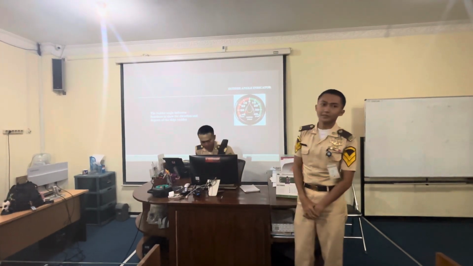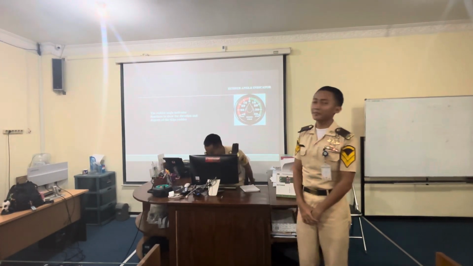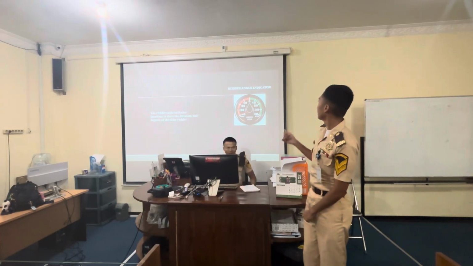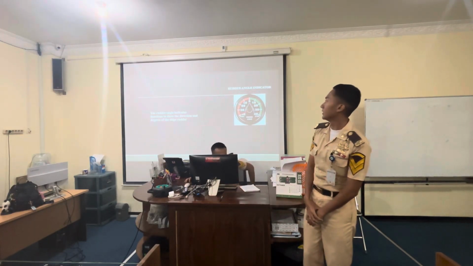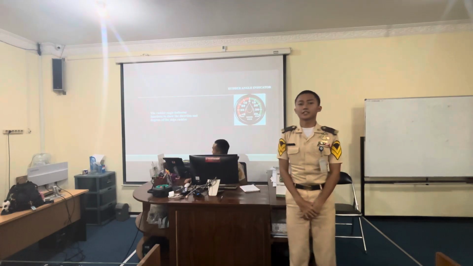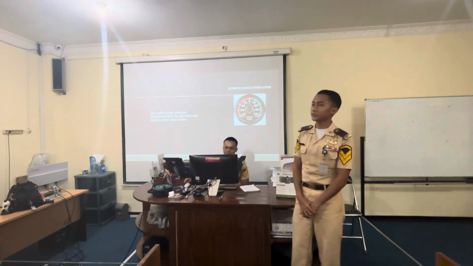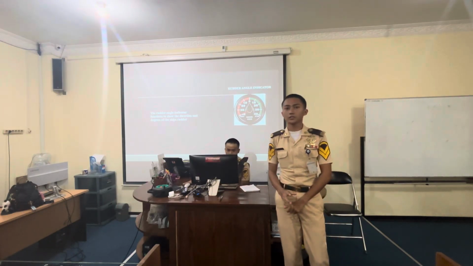I will present my presentation. The first is the rudder angle indicator. The rudder angle indicator's function is to show the degrees of the ship's rudder.